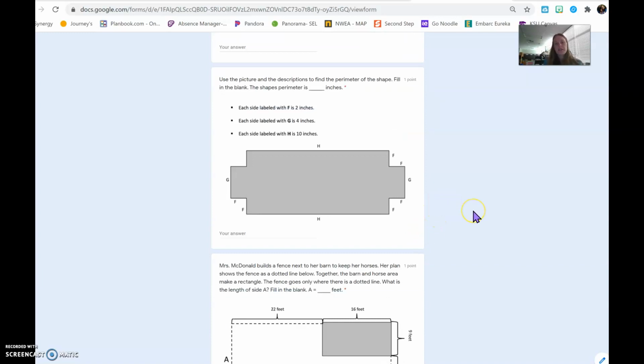Use the picture and the descriptions to find the perimeter of the shape. Fill in the blank. The shape's perimeter is blank inches. So it tells you what each of the sides is. It says F is 2 inches, G is 4 inches, and H is 10 inches.